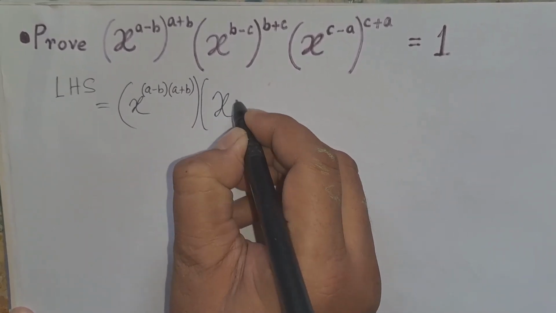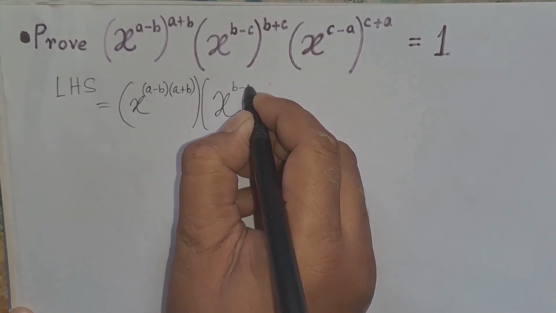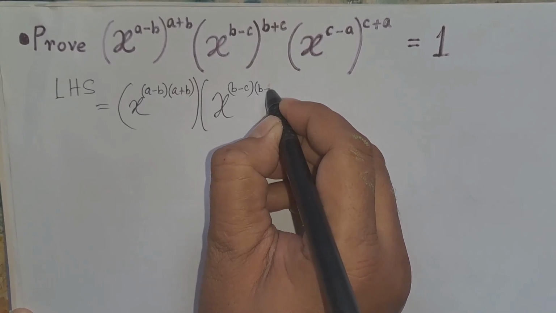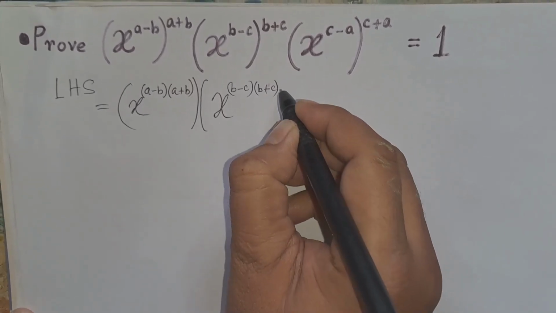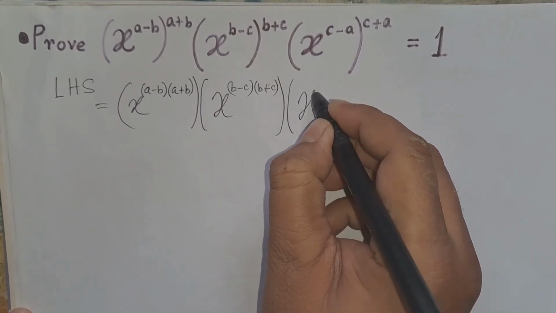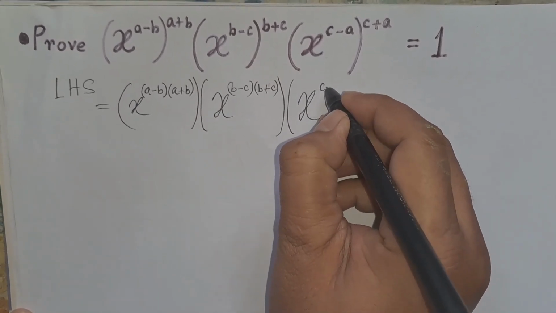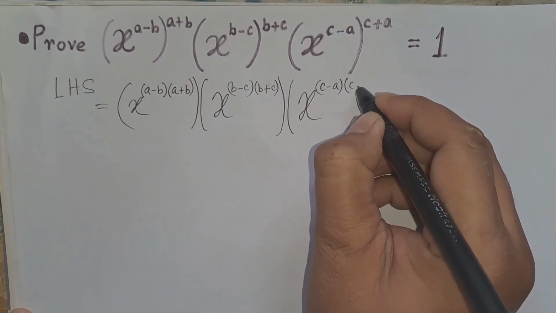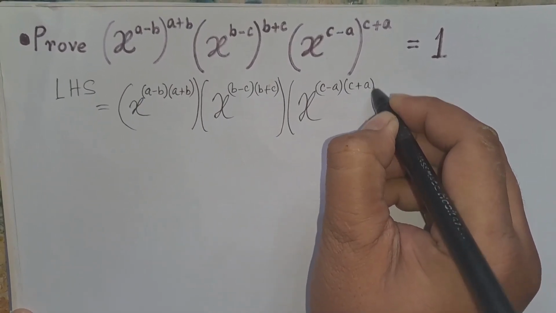Next, x to the power b minus c, outside the power is b plus c, so it would become similarly x to the power b minus c into b plus c, as the powers inside and outside are multiplied. Third, x to the power c minus a into c plus a, similarly.